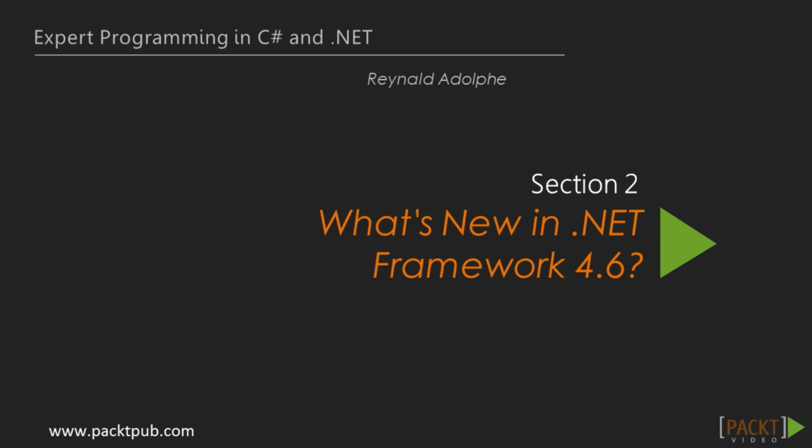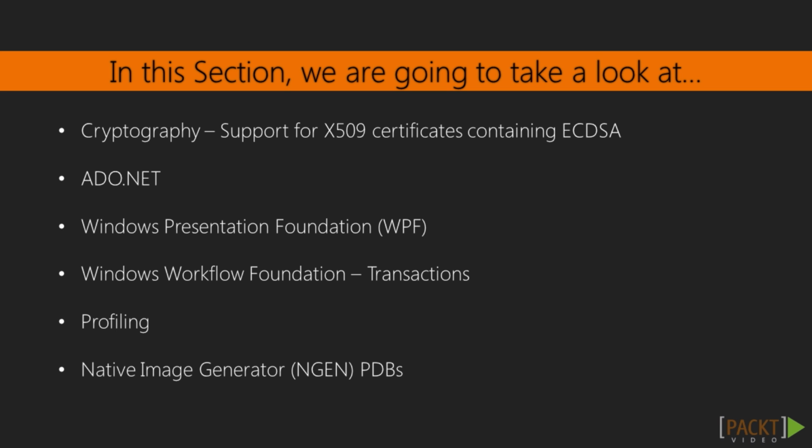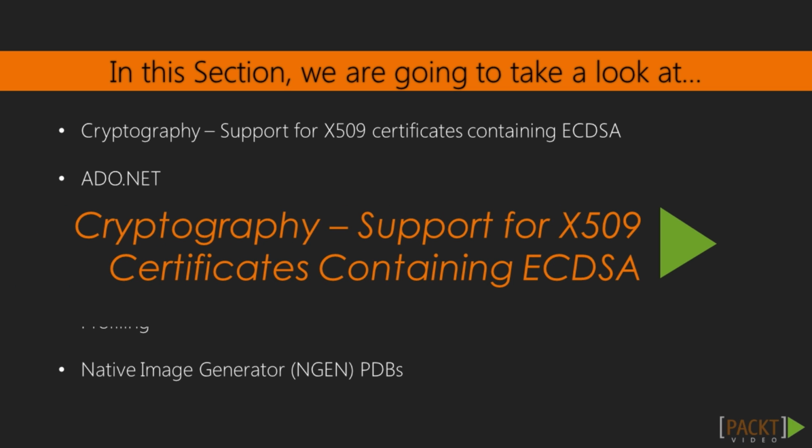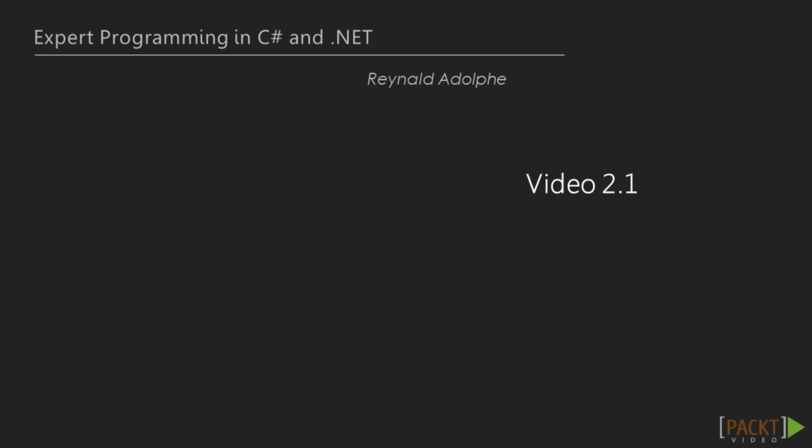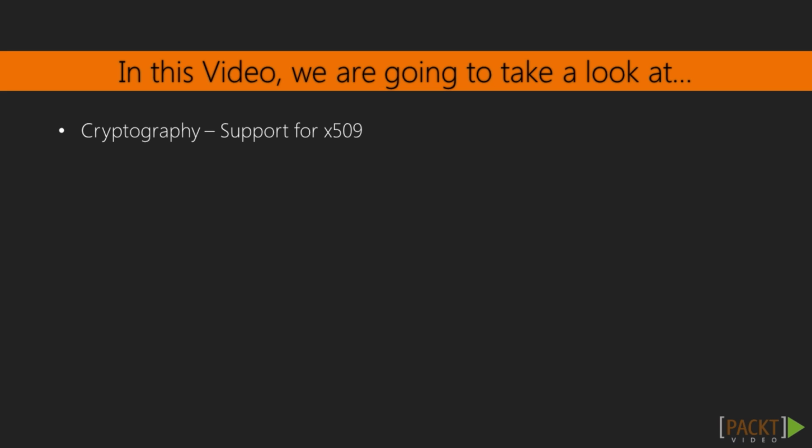In the previous section, we had an overview of the .NET Framework. In this section, we'll learn some of the more important features in the new version of the .NET Framework 4.6. We're going to take a look at enhancements in cryptography, ADO.NET, Windows Presentation Foundation, Windows Workflow Foundation, profiling, and the new native image generator. For now, let's start off with cryptography, the support that's been added for X509 certificates containing ECDSA. That's what we're going to take a look at in this video.